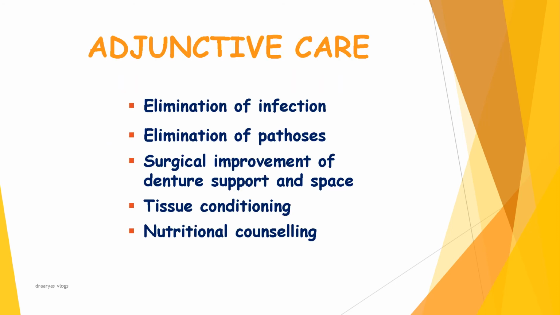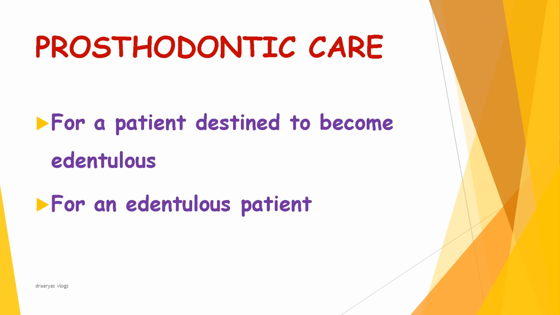What is adjunctive care? Adjuvant therapy, also called adjunct therapy or adjunctive care, is a therapy that is given in addition to the primary, main or initial therapy to maximize its effectiveness. It includes elimination of infection, elimination of pathosis, surgical improvement of denture support and space, tissue conditioning and nutritional counseling. And prosthodontic care is for a patient destined to become edentulous and also for an edentulous patient.